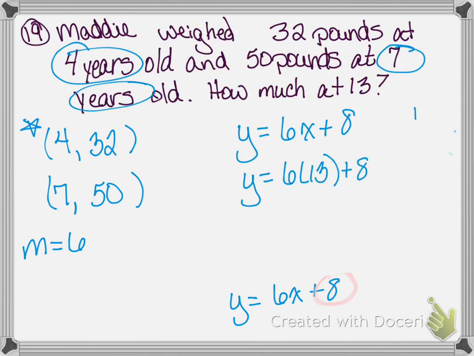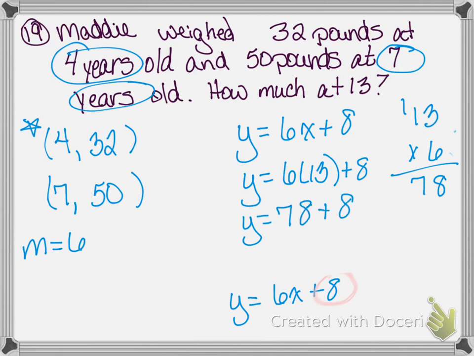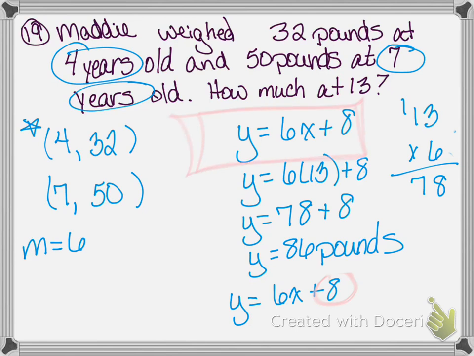If you need to do the multiplication off to the side, we have 13 times 6. 6 times 3 is 18. 6 times 1 is 6, plus 1 is 7. So then we have y equals 78 plus 8. So at 13, she is projected to weigh 86 pounds. Okay, so I am looking for two things. I am going to be looking for this function right here that tells you that linear relationship, and I am going to be looking for this right here, this 86 pounds.